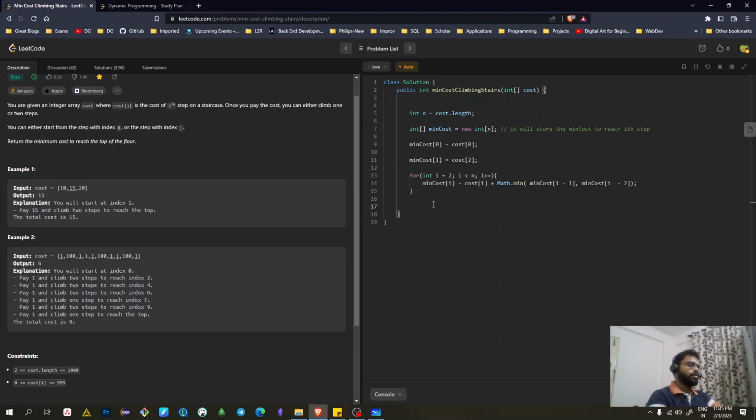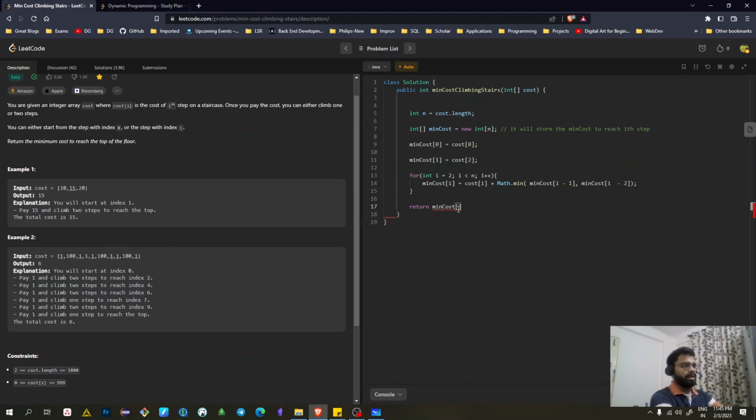Okay, so in the end, what will happen is we will have two options: either to include the last step or not include the last step, like this case or this one, to reach the top. Either we can jump from here or you can jump from the second last position as well.